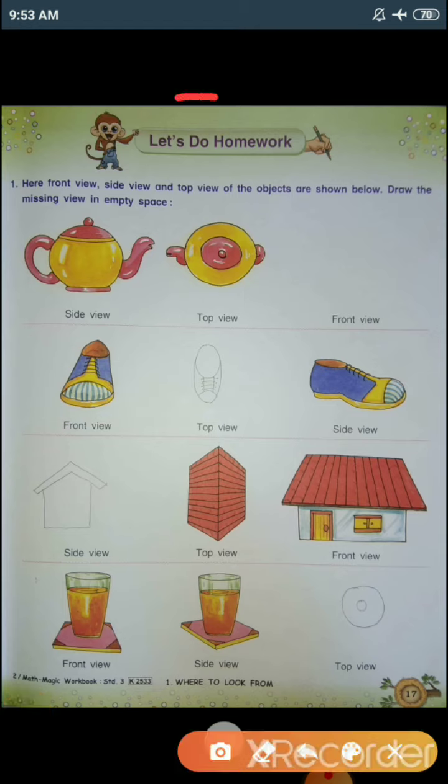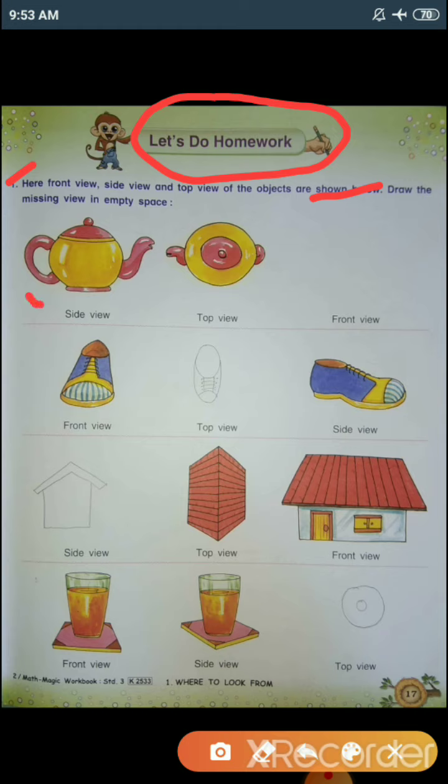Now let's do homework. Here you need to do some homework by yourself. Number 1 is, here front view, side view and top view of the objects are shown below. Draw the missing view in the empty space. This type of question we had done in the last part, so you can easily answer these questions.